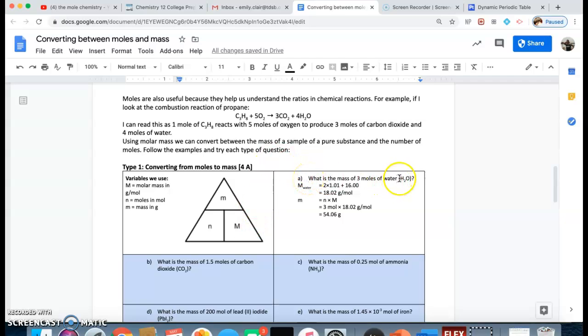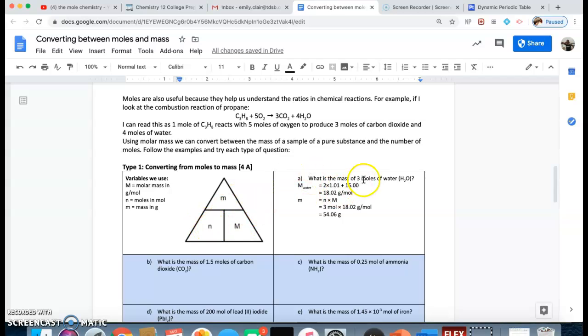So what is the mass of 3 moles of water, H2O? The first thing I did was look at my magic triangle here, and I said, okay, I need to know the number of moles, I need to know n. Nope. What is the mass of 3 moles of water? I take it back. I need to know m. Okay, I'm trying to calculate the mass. I'm given 3 moles, so that's n.